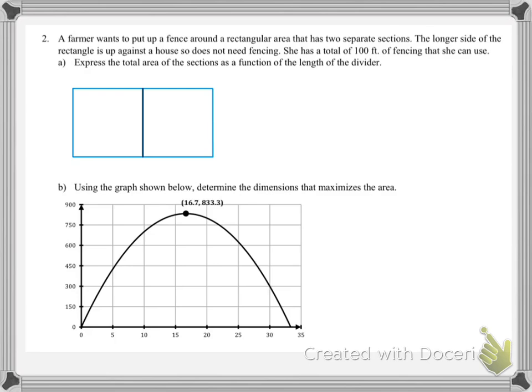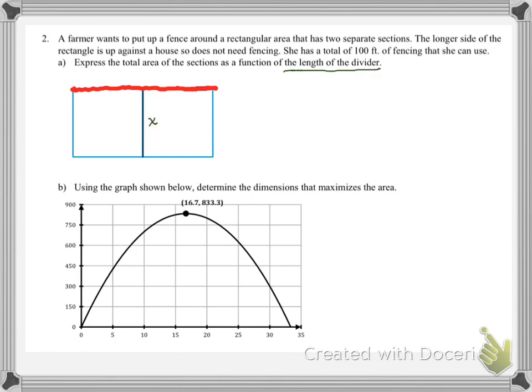Then the longer side is up against a house, so we do not need fencing there. And we have a total of 100 feet of fencing we can use. Part A says express the total area of the sections as a function of. When I read the words as a function of, I think what I'm about to read is the input of my function. So as a function of, the length of the divider is going to be my input.